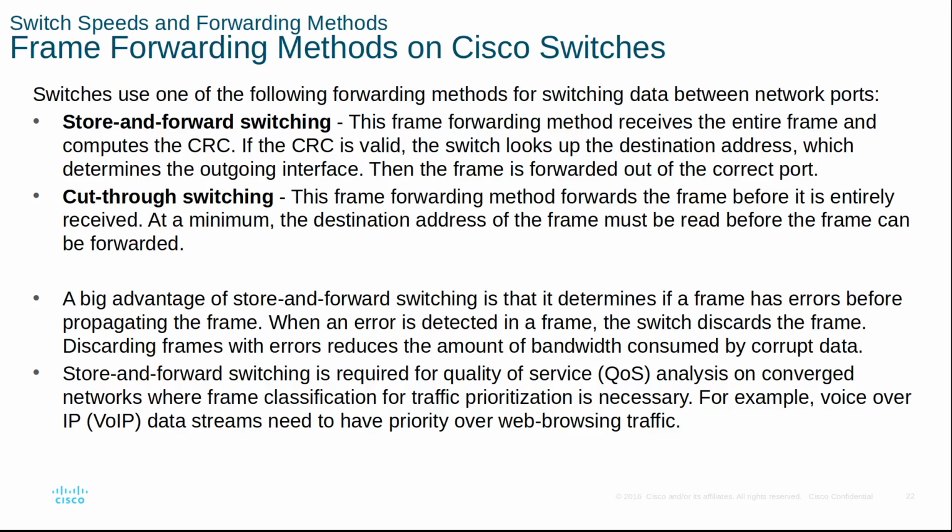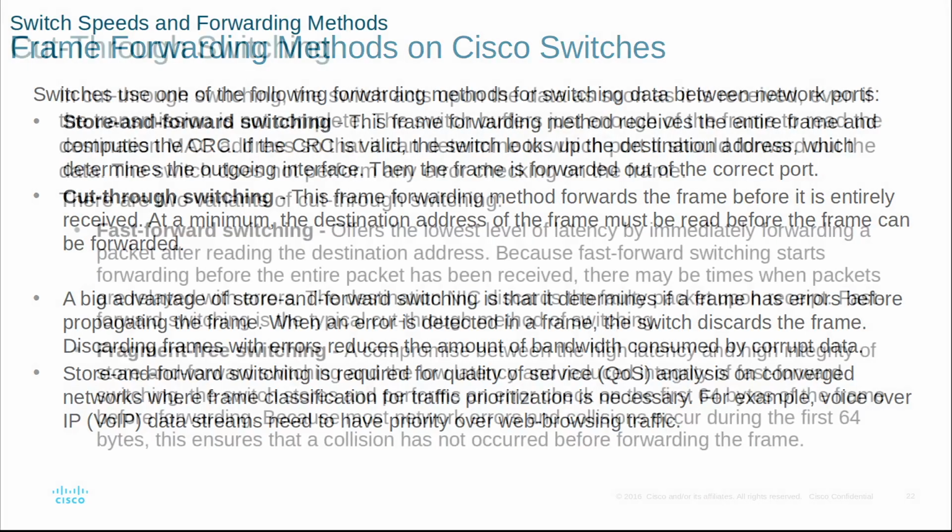Store and forward switching is required if you're going to implement quality of service, QoS, and any time where you want to classify traffic for priority, right? So for VoIP, VoIP has to have a higher priority over anything else. So you're going to have to use store and forward. You can't use cut through if you've got VoIP.